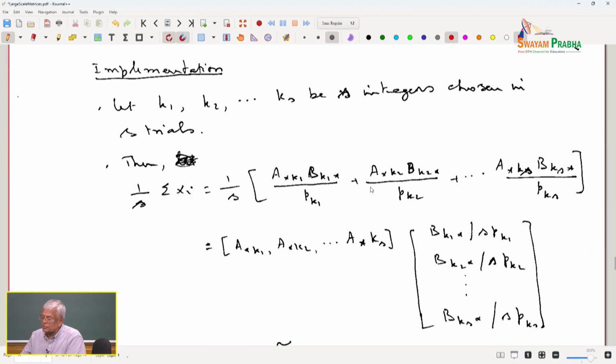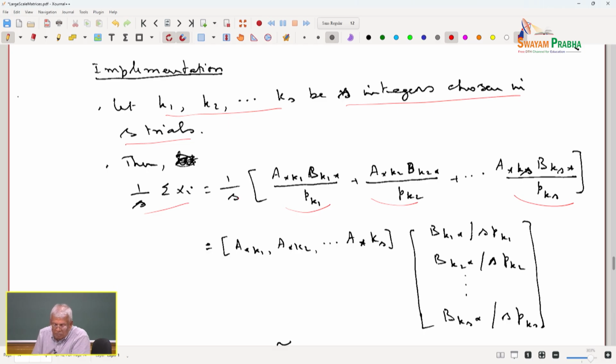So what are the implementation details? Let k1, k2, up to ks be the s integers chosen in s trials from the distribution Pj. Then compute the average, which is 1 over s times the summation of the xi values, repeated k times, s.